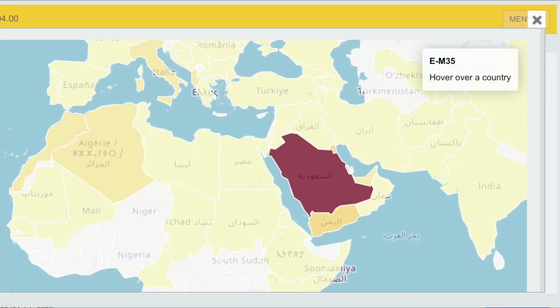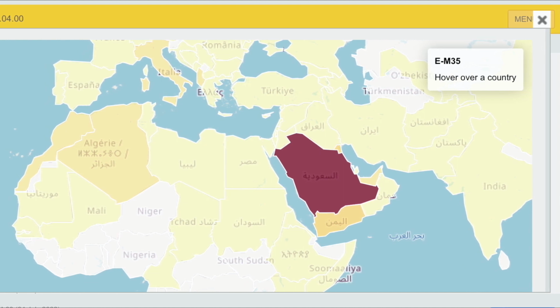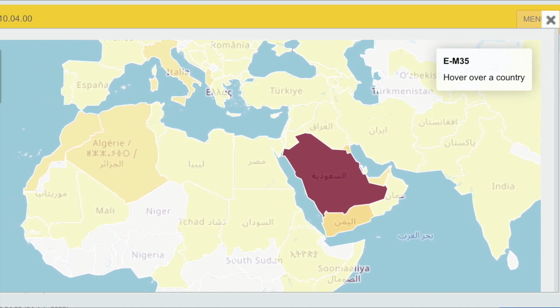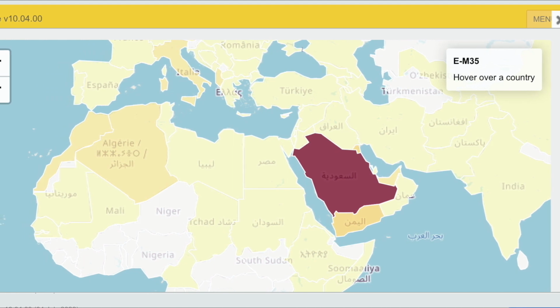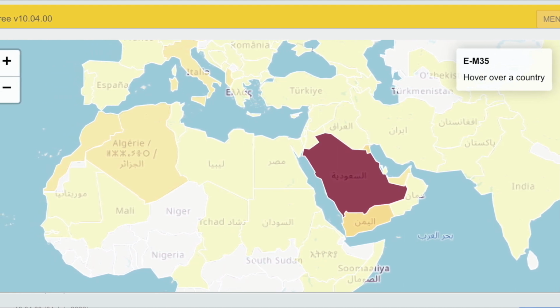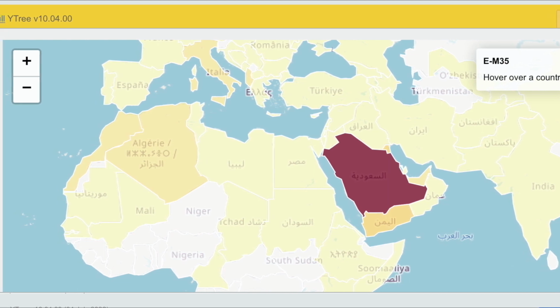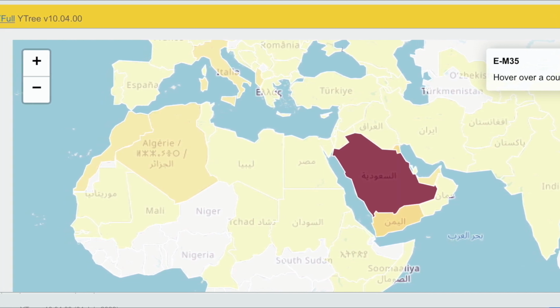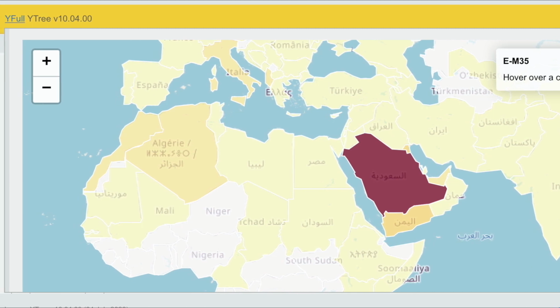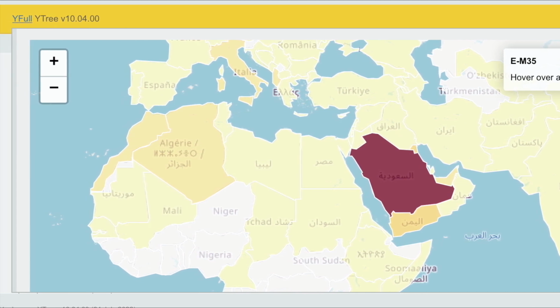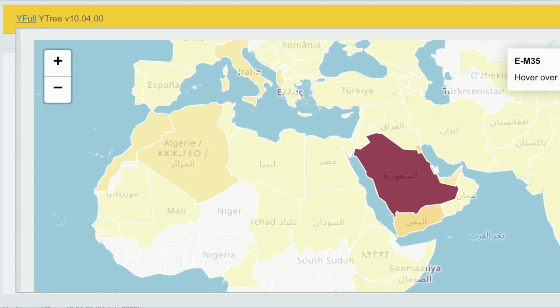What's also fascinating about E-M35 is that it's not only seen among the Jewish population, but it's also seen among the Arabian population as well. If you type in yfull Y-tree M35, you will find a map that illustrates a very high distribution of E-M35 in the Arabian Peninsula.